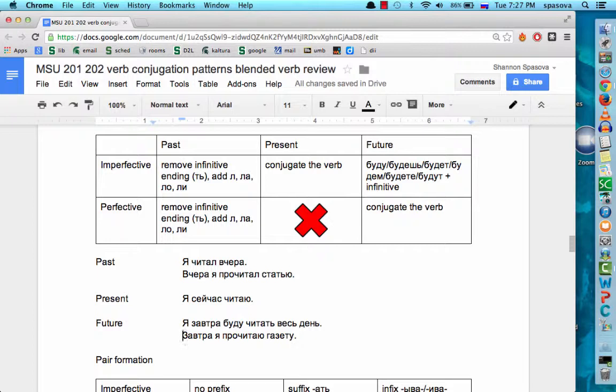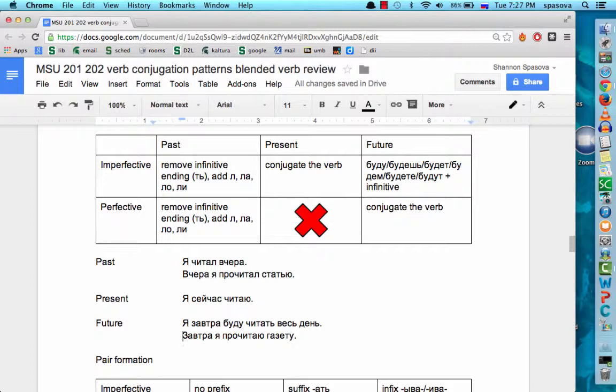With our verb читать, imperfective, obviously we cannot have a perfective verb in present, so we only have something like я сейчас читаю. I'm reading right now. Or we could also have something like я читаю каждый день. I read every day. Either focusing on repetition or focusing on what you're doing right now.